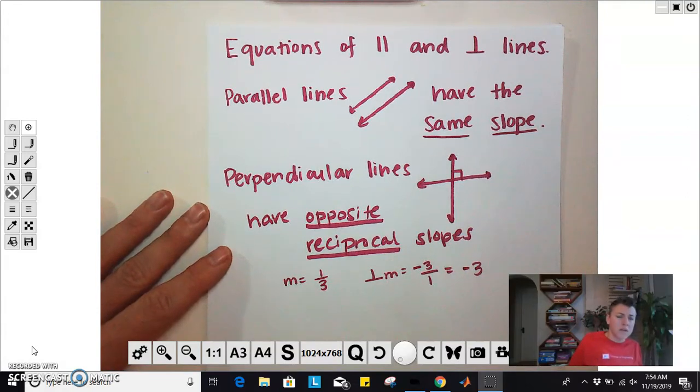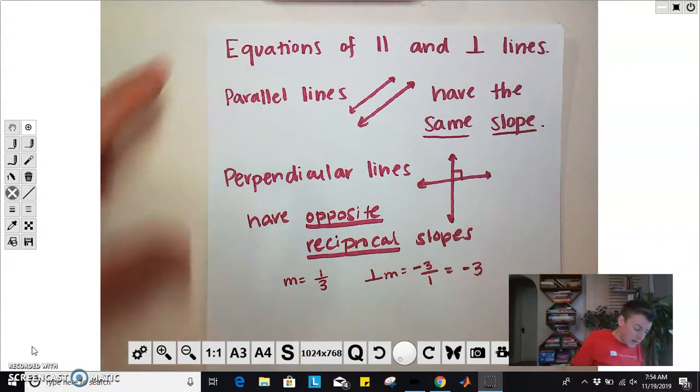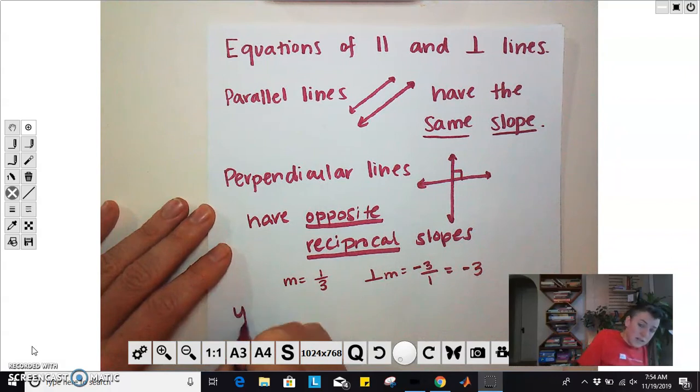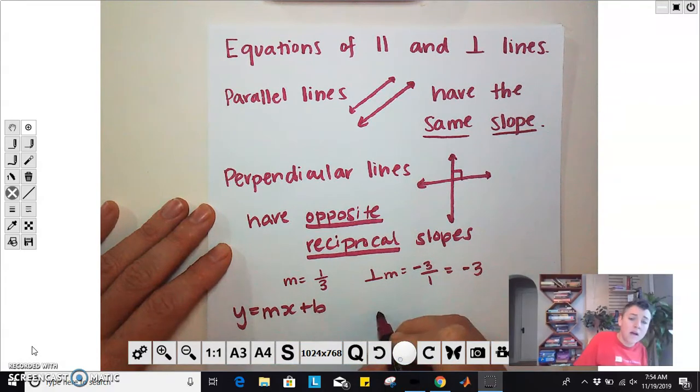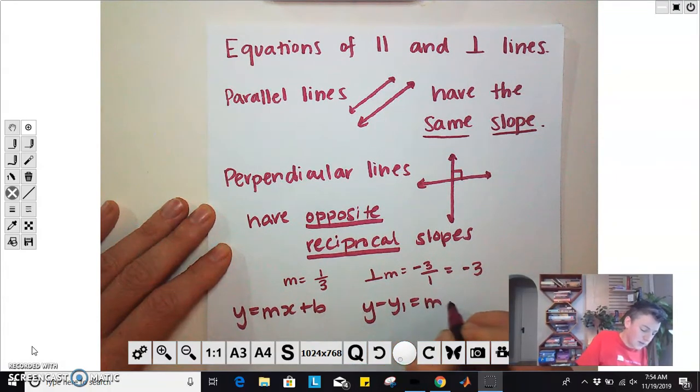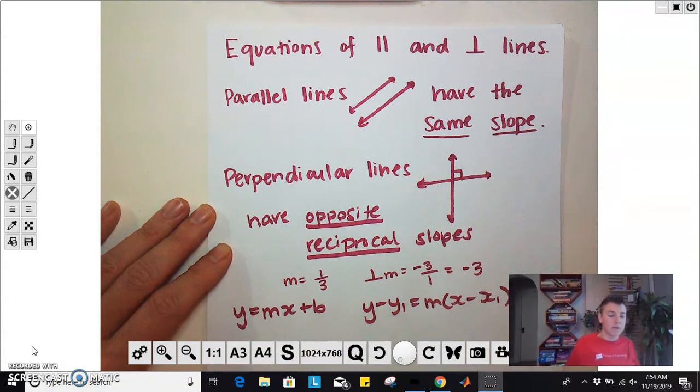We also need to know something a little bit about equations of lines. You can have equations of lines in slope-intercept form, y equals mx plus b, or point-slope form, y minus y1 equals m times quantity x minus x1. Let's look at both of these.